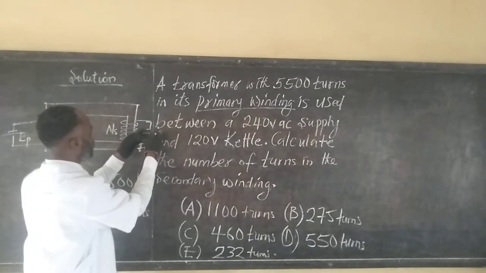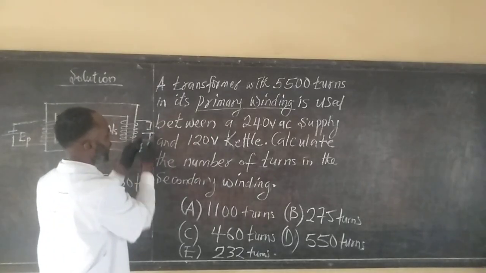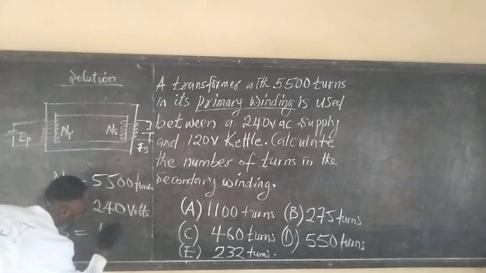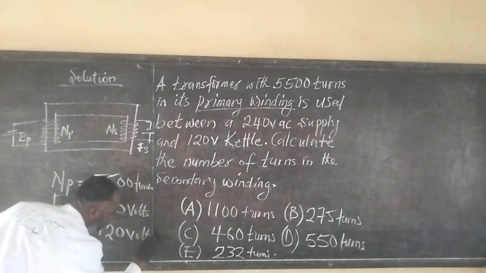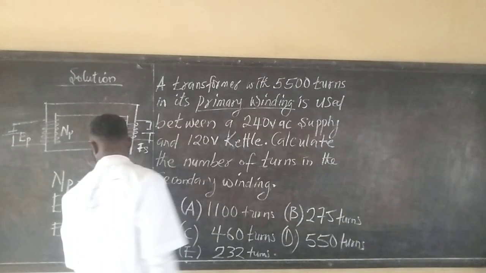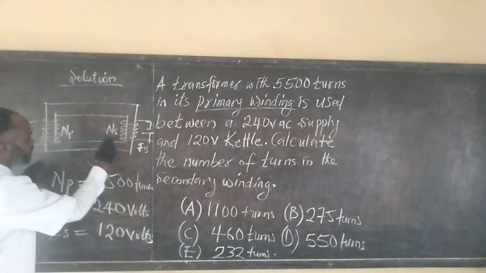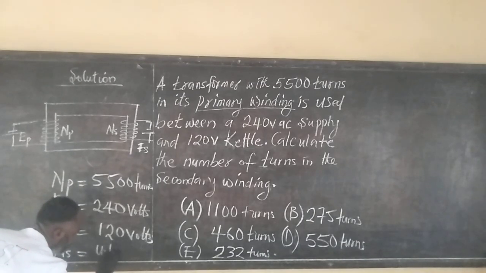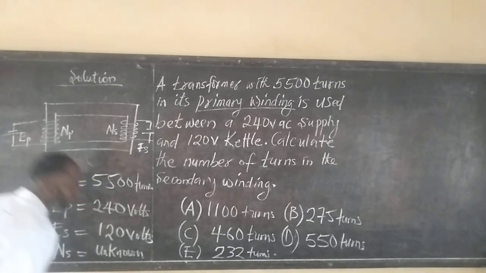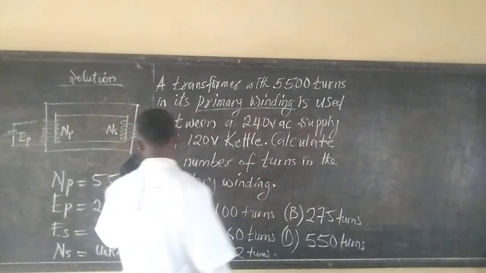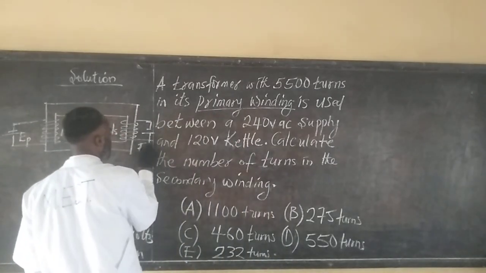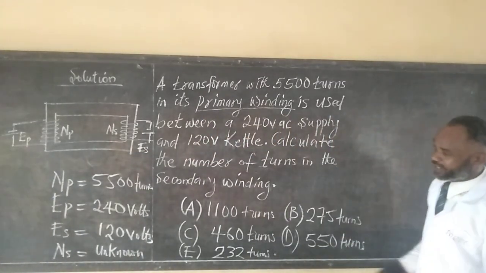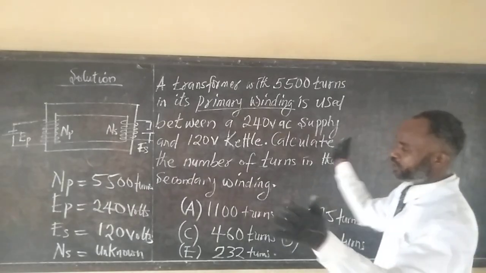And the 120 volt kettle is what this is supplying. So we have EX equal to 120 volts. What happens next? We don't have NX. We are looking for NX, the number of turns in the secondary coil, which is not known. That is the value we are trying to evaluate.